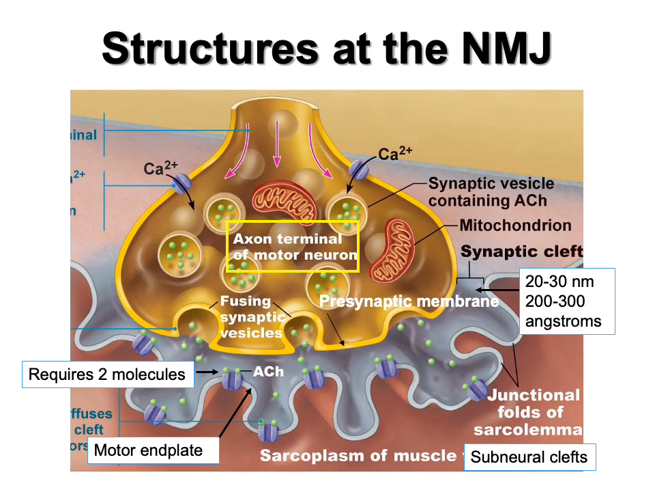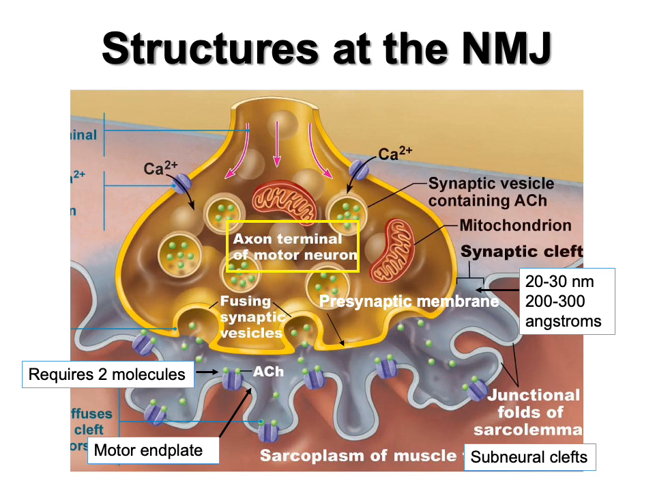Some of the structures that we need to remember at the neuromuscular junction is, of course, the axon terminal of the motor neuron, the presynaptic membrane, which is on the axon terminal. The postsynaptic membrane at a neuromuscular junction is the sarcolemma, but it is referred to as the motor end plate when it's at the neuromuscular junction. And it is convoluted, and these convolutions are also referred to as the subneural clefts.